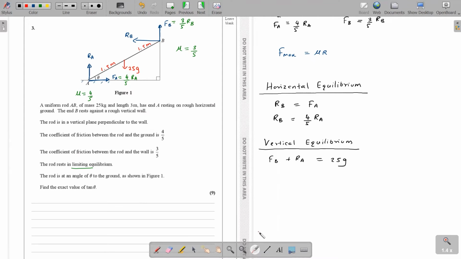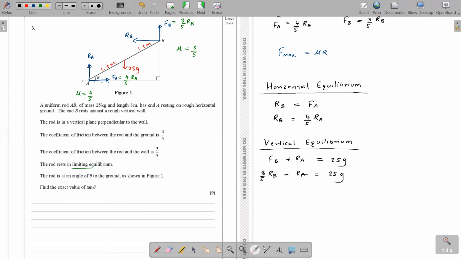Are there any forces that I need to specifically resolve here? Do I have any force that is perpendicular or parallel to the plane that needs to be resolved? No, every single force here is either horizontal or vertical. Then we can work with those two directions, the horizontal as the x direction and the vertical as the y direction. We don't need to resolve anyone because everyone is in the perfect direction. Friction at B is 3/5 times RB, plus RA equals 25G.